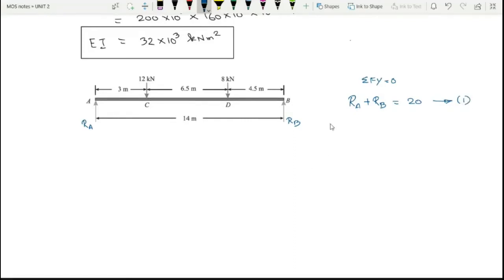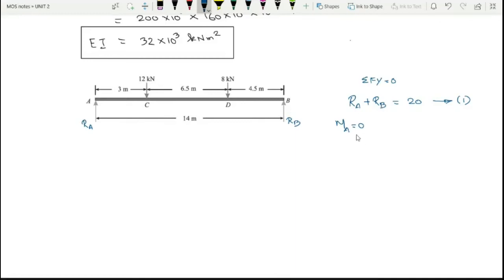Next, moment at any point is equal to 0. Let me take moment at A and equate it to 0. So I am doing it to identify the reaction. Don't think about whether it has to be clockwise or anti-clockwise. It is your wish. You can consider clockwise as positive or anti-clockwise as positive. Both you will get the same result. So usual step is I will take anti-clockwise as positive and clockwise as negative.